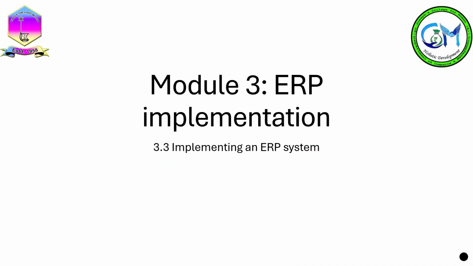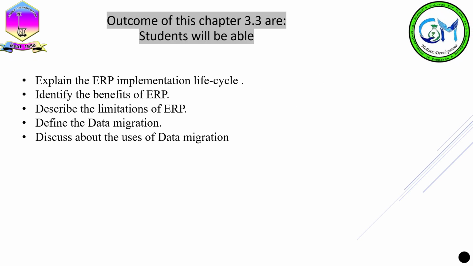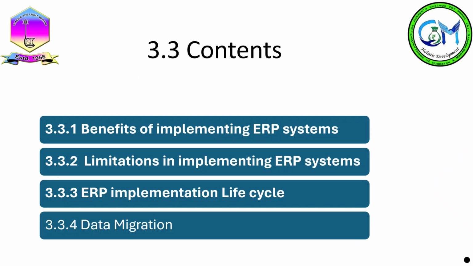The third submodule is Implementing an ERP System in Module 3 ERP Implementation. The outcomes of this chapter are: explain the ERP implementation lifecycle, identify the benefits of ERP, describe the limitations of ERP, define data migration, discuss the uses of data migration. The contents of this submodule are benefits of implementing ERP systems, limitations in implementing ERP systems, ERP implementation lifecycle, data migration.